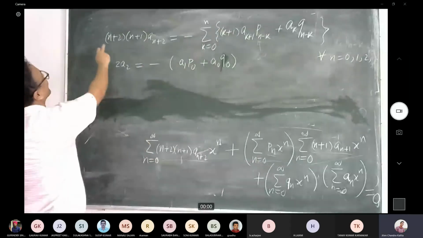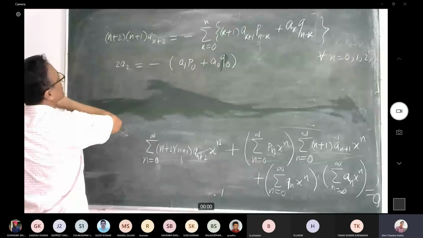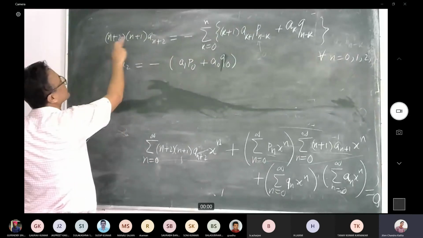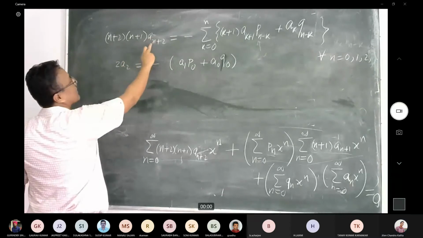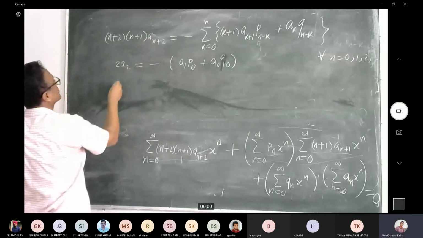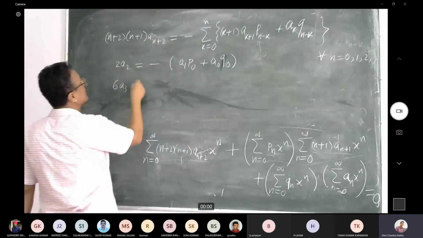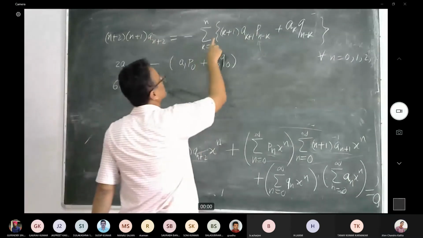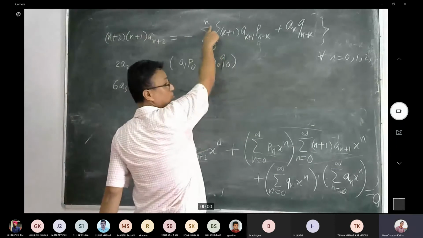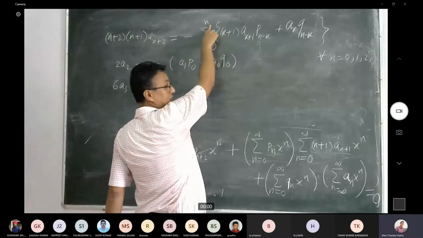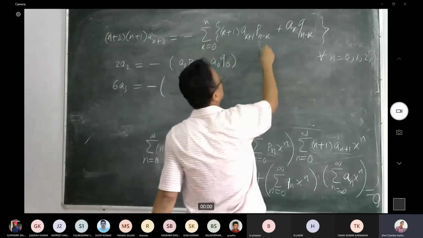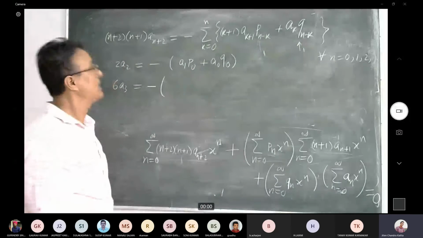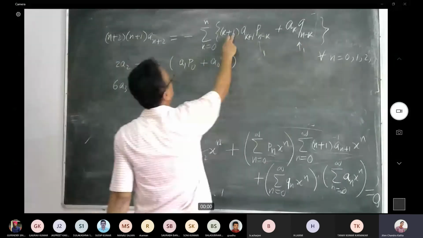So here now, if n equal to 1, this is going to give you 3 into 2 a3. So 6a3. Now k goes from 0 to 1. N equal to 1. So remember, n is fixed. N is always going to be 1, whatever of k, right? So then what is going to happen when k equal to 0?